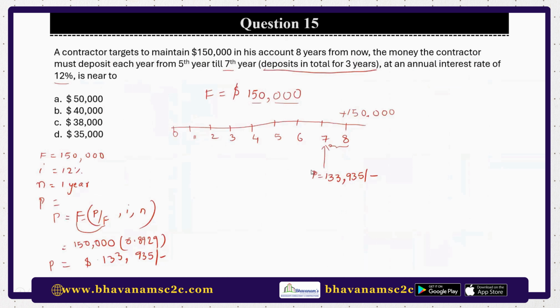All right. Let's jump back to the question. We got the present value at the end of 7th year as 133,935. But what we require is the value that the contractor has to deposit each year from 5th year to 7th year. It means that they have to make a deposit for 3 years. It means that the N value is 3 years. And what is the I value? The same 12%. And what comes here, whether it is the present value or the repeated value or the future value.